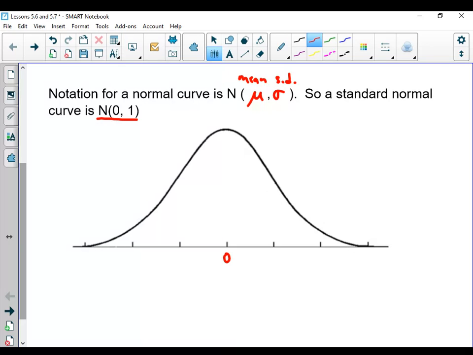Then you'll notice there are 3 marks above that mean and 3 marks below that mean. Well, each mark is worth 1 standard deviation. So if my standard deviation is 1 in this case, that means this would be 1, this would be 2, this would be 3. You go in the opposite direction, it would be negatives then. So that would be an example of a standard normal curve.